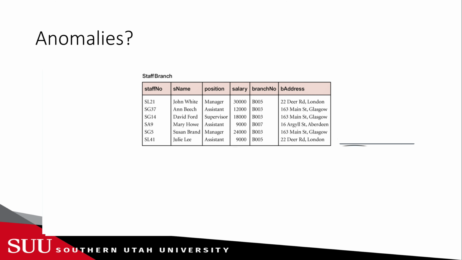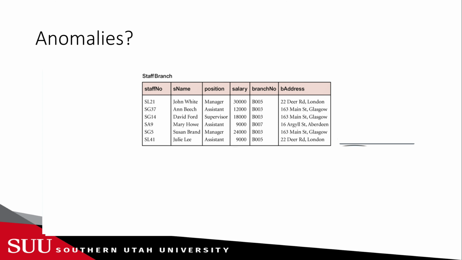Now, suppose that I have this table. I have columns: staff number, staff name, position, salary, branch number, and branch address. Now, let's see what sort of anomaly we can get in here. Let's start first with insertion anomaly. Now, will we have any problem with insertion here?